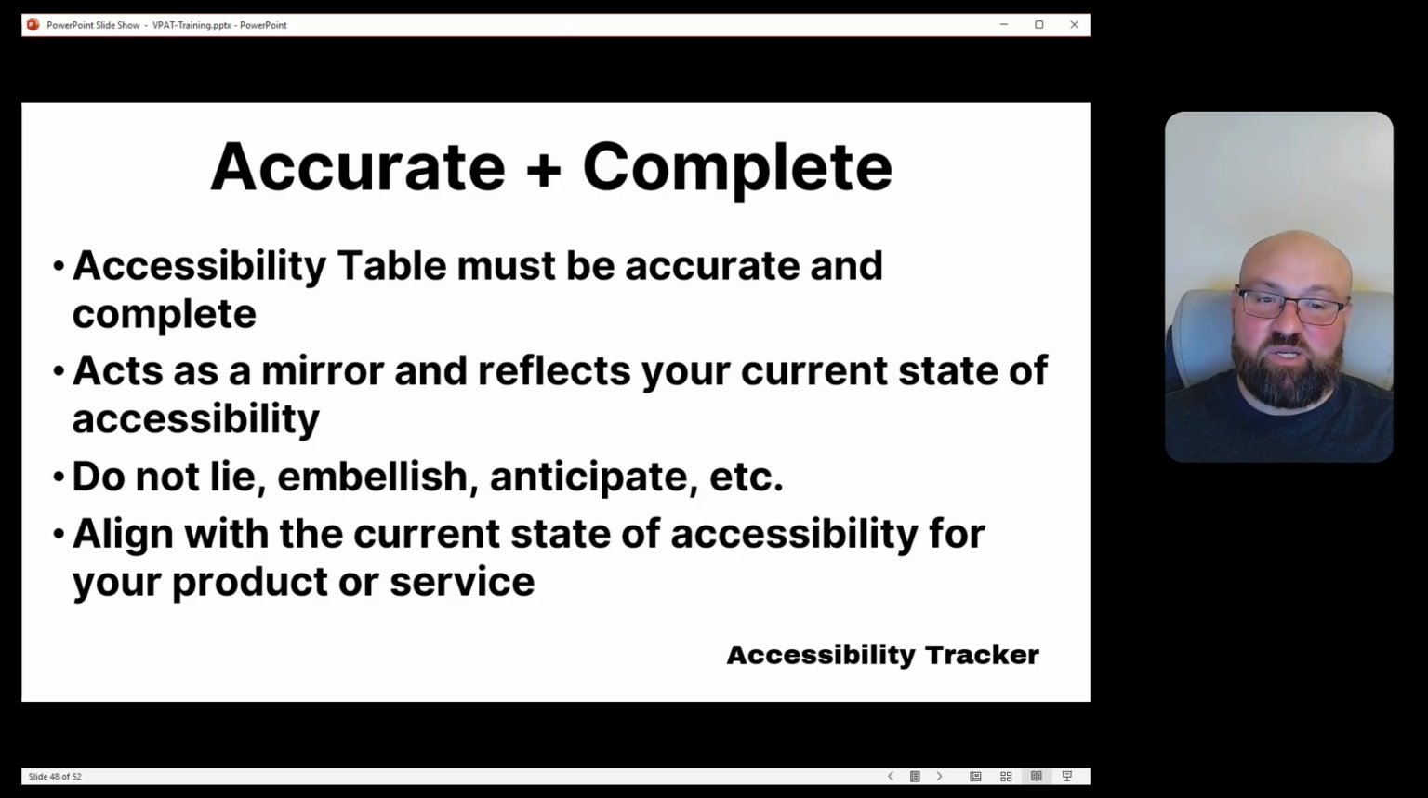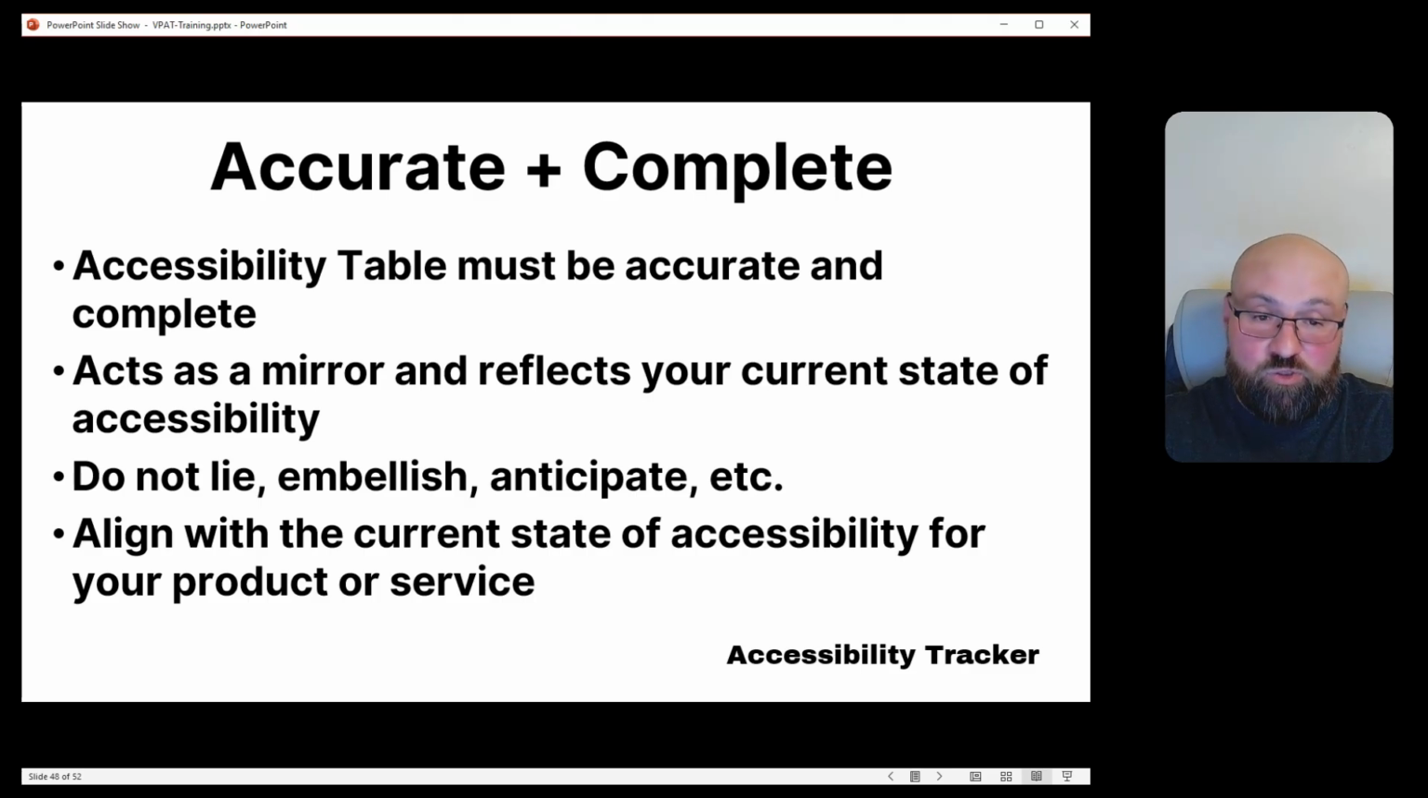So the accessibility table must be accurate and complete, and it acts as a mirror and reflects on your current state of accessibility. So this is not a marketing document. You're not going to lie here. You're not going to embellish. You're not going to anticipate any accessibility changes coming. Again, this is a mirror on your current state of accessibility. So whatever is showing in that mirror is going to come through in the ACR.